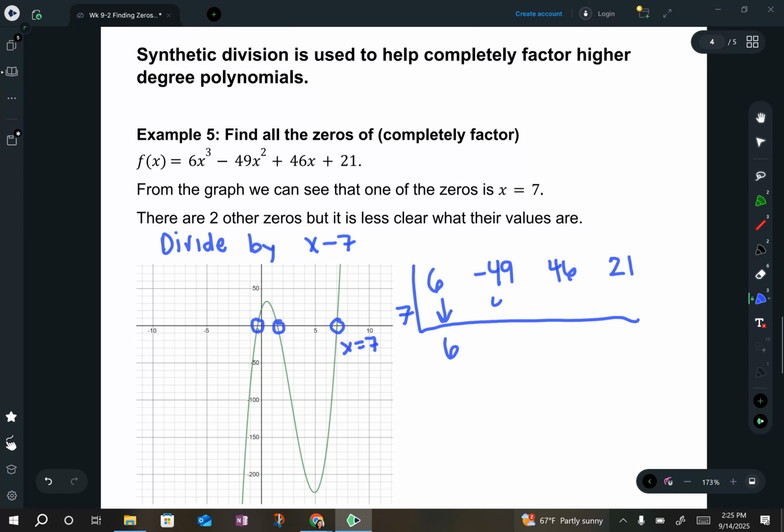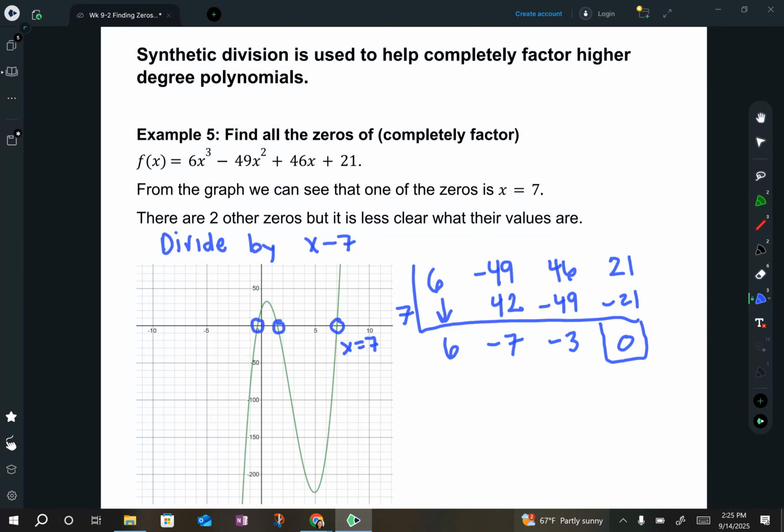6 times 7 is 42. Minus 49 plus 42 is negative 7. Negative 7 times positive 7 is negative 49. Negative 49 plus 46 is negative 3. Negative 3 times 7 is negative 21. 21 minus 21 is 0. And that's good because since we know 7 is a root, we know we should get a remainder of 0.